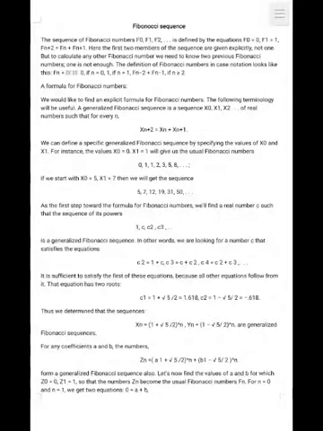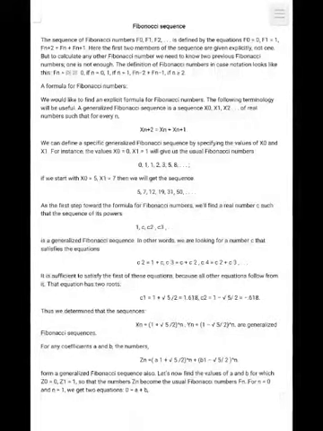Fibonacci sequence. The sequence of the Fibonacci numbers f0, f1, f2 is defined by the equation f0 is equal to 0, f1 is equal to 1, f(n+2) is equal to f(n) plus f(n+1). Here the first two members of the sequence are given explicitly, not just 1, but to calculate any other Fibonacci number we need to know the two previous Fibonacci numbers.